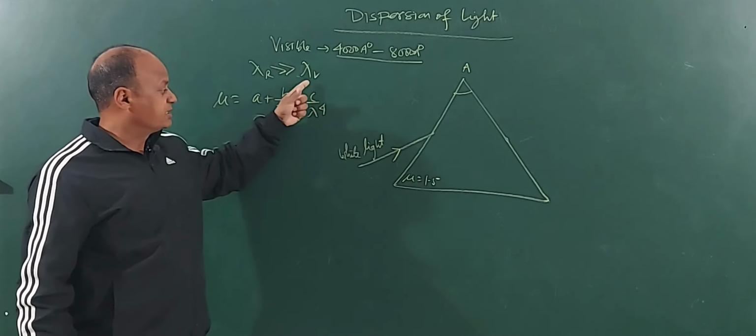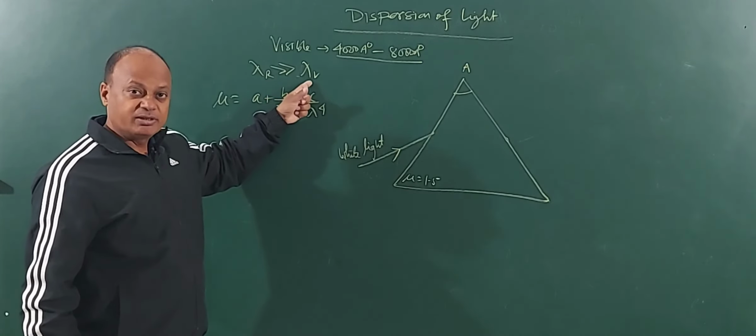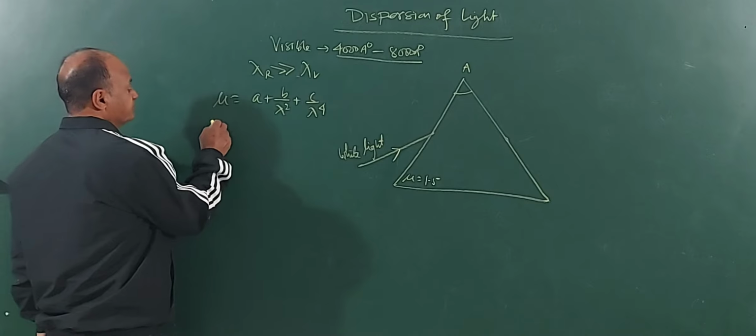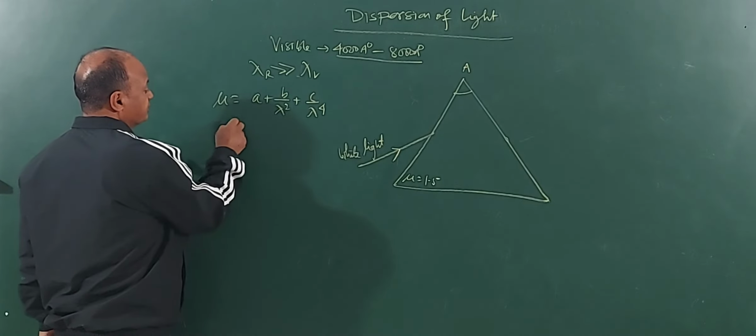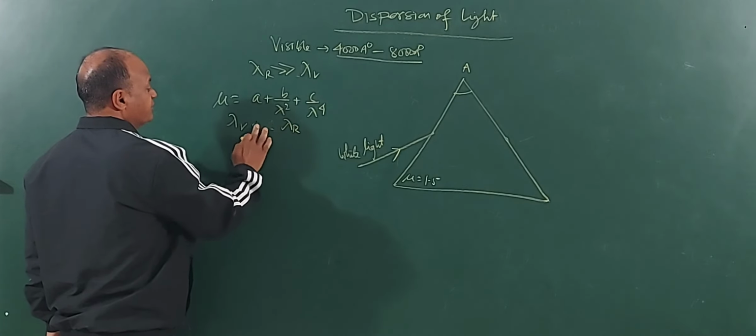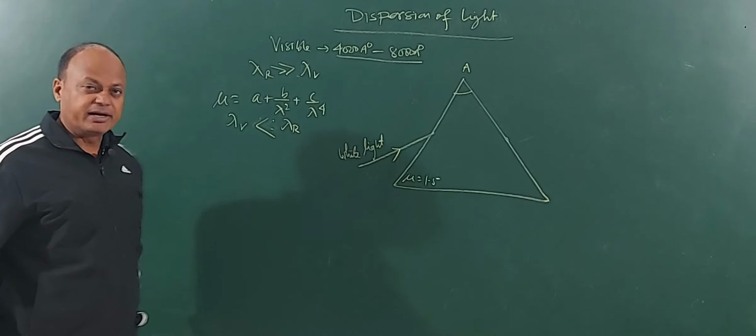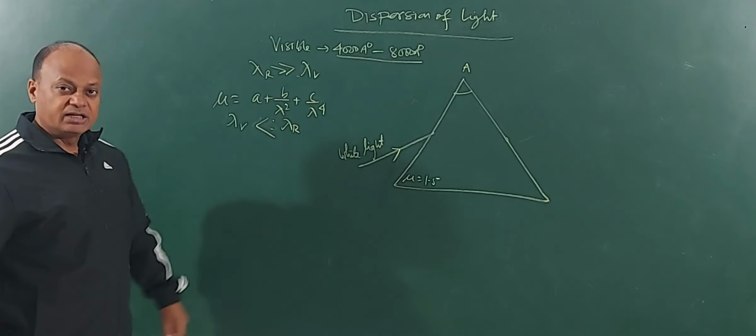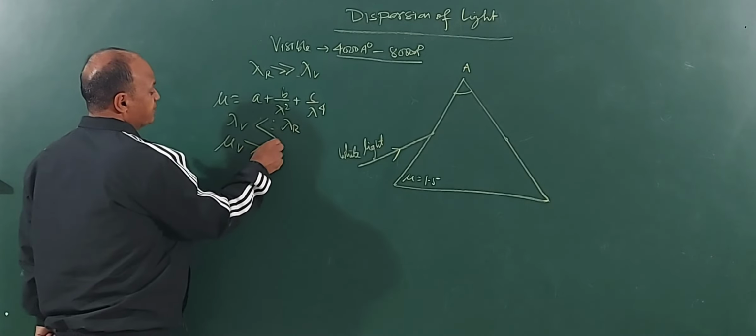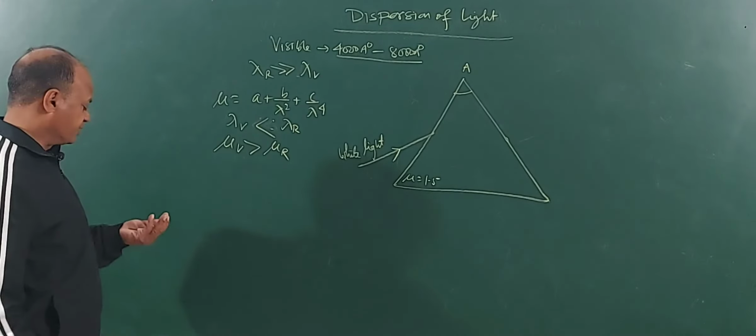Now when I look at the visible region, you find red has got maximum and violet has got minimum wavelength. So lesser is the wavelength, more is the refractive index. So we conclude that the wavelength for violet is very small compared to wavelength for red, and this is an inverse relation. So we can say mu for violet will be large compared to mu for red. Clear?